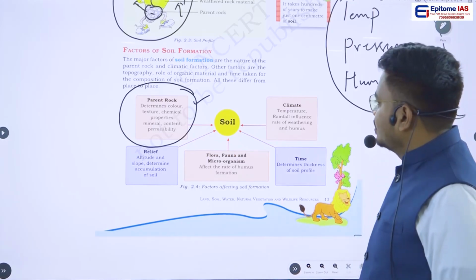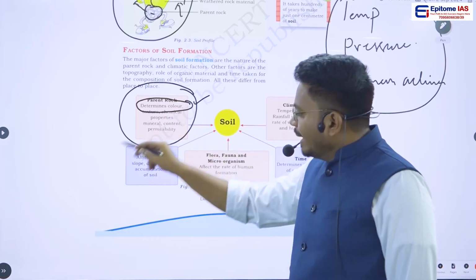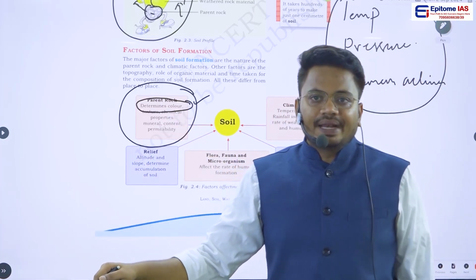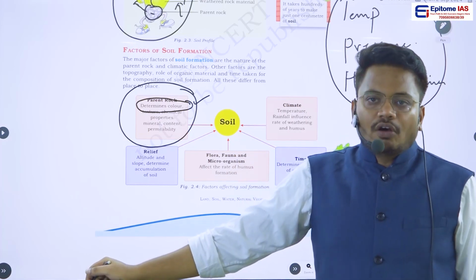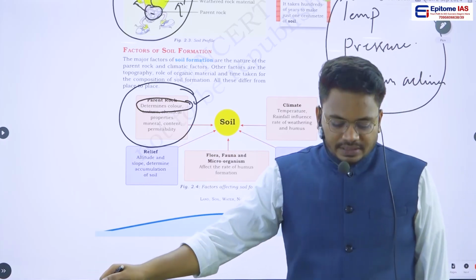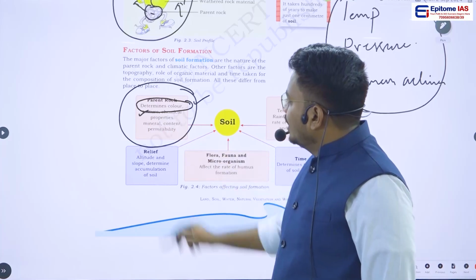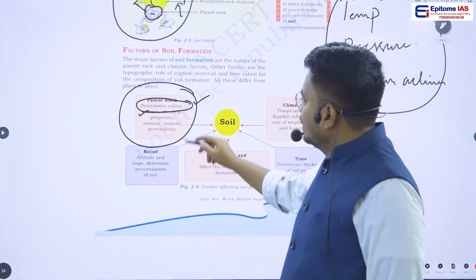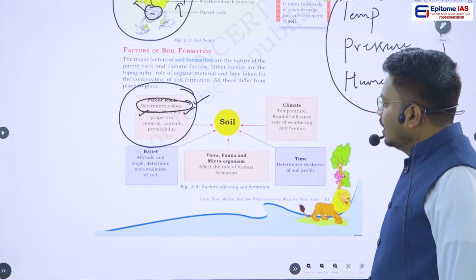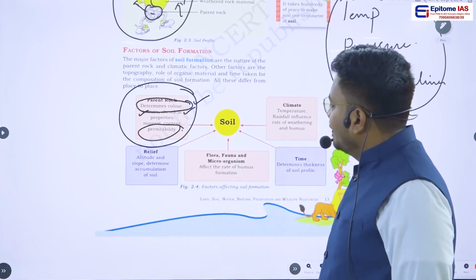So what happens because of parent rock? The color of the soil would be determined by seeing this parent rock. If the parent rock is black in color, obviously the soil which was created because of weathering would be black in color. And the texture of the soil is determined by the parent rock, and the chemical properties of that particular soil, the minerals and the permeability of the soil are determined by parent rock.